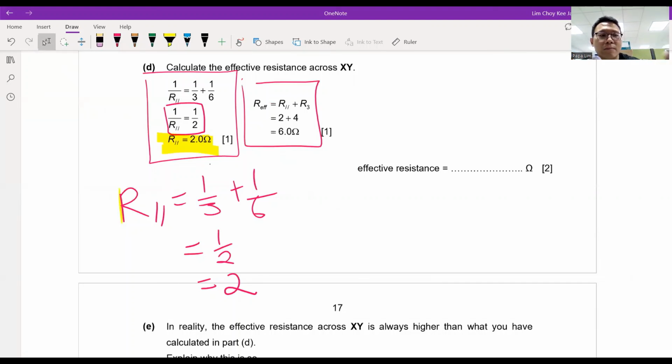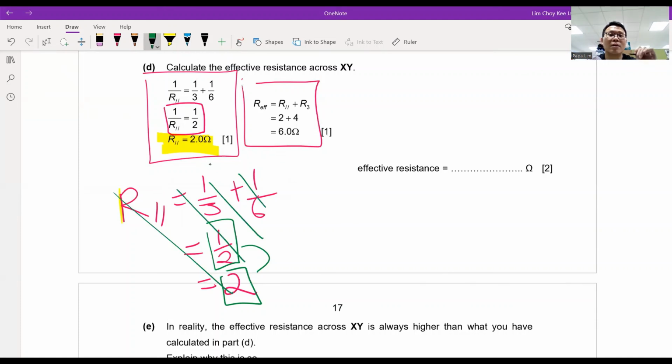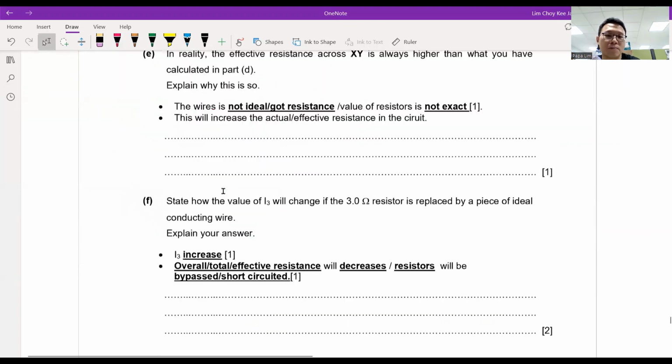The idea behind this mathematical presentation is weird, because you are telling me that 1/3 plus 1/6 is a half, and somehow miraculously a half is equal to 2. What logic is that? It's like I give you 50 cents, and then that 50 cents is worth $2 now. There's no logic behind it. So take note of the presentation. The wrong presentation will give the wrong meaning to the marker, and it will render your answer useless, even though the answer is exactly the same as mine.